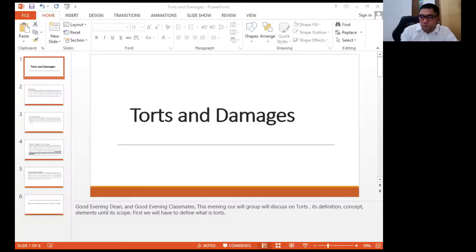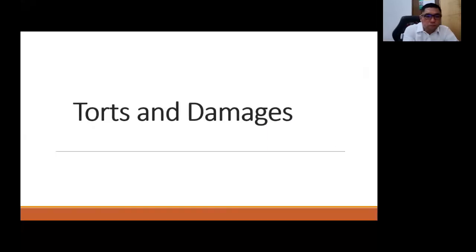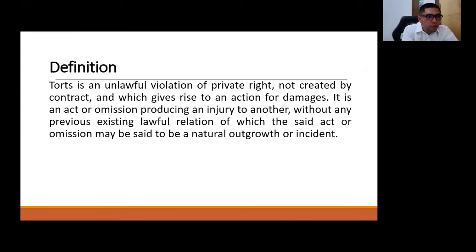At first, we will have to define what is torts. Torts is an unlawful violation of private right not created by contract, and which gives rise to an action for damages. It is an act or omission producing an injury to another without any previous existing lawful relation, of which the said act or omission may be said to be a natural outgrowth or incident. In other words, it is a private or civil wrong or injury other than breach of contract, for which the court will provide a remedy in the form of an action for damages.